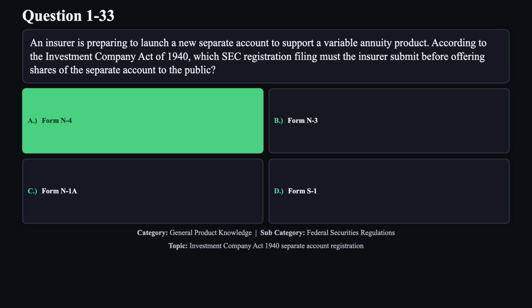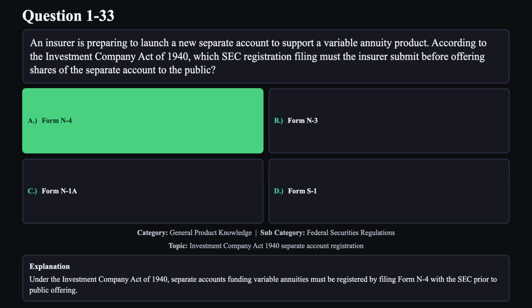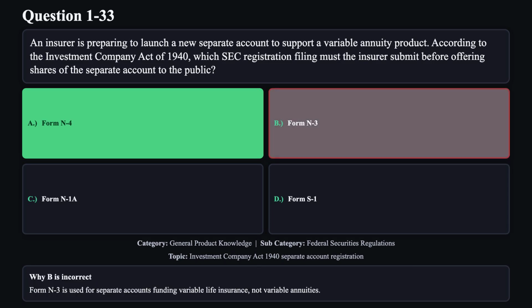The correct answer is A. Under the Investment Company Act of 1940, separate accounts funding variable annuities must be registered by filing Form N-4 with the SEC prior to public offering. Reason B is not correct. Form N-3 is used for separate accounts funding variable life insurance, not variable annuities.